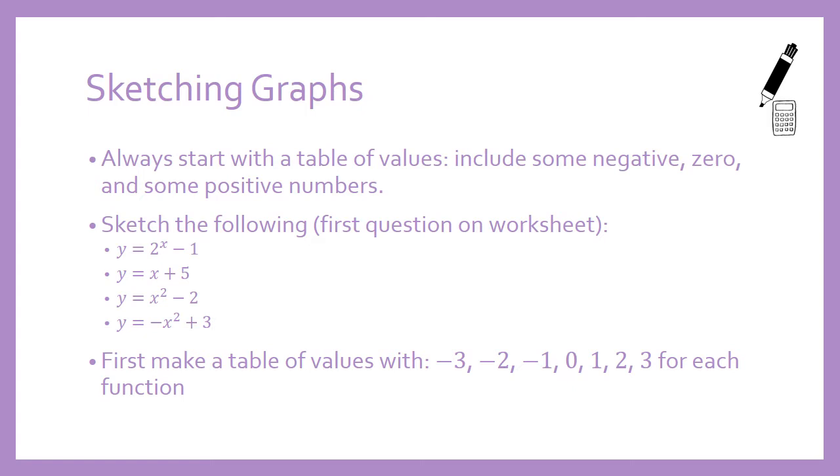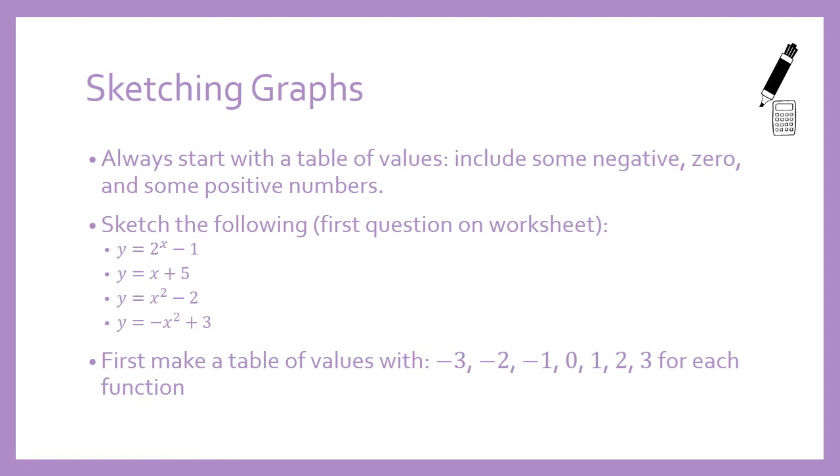So y equals 2 to the power of x minus 1. This first function here is an exponential function. And then y equals x plus 5. This is just a linear function. And y equals x squared minus 2. This is a quadratic function. That's what these ones are called. And y equals -x squared plus 3. This is another quadratic function.